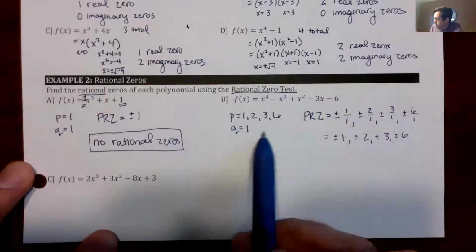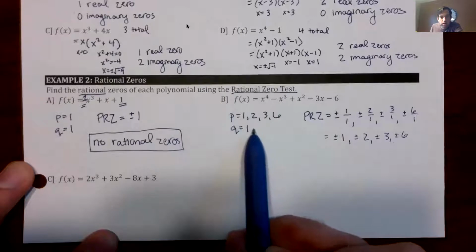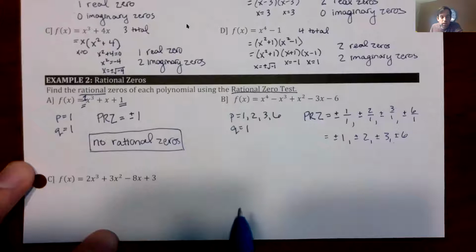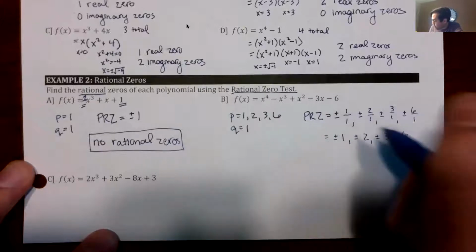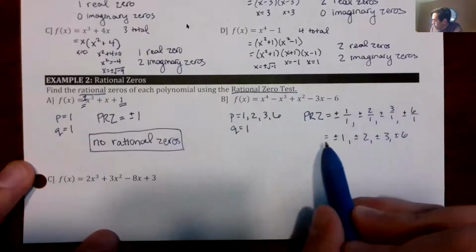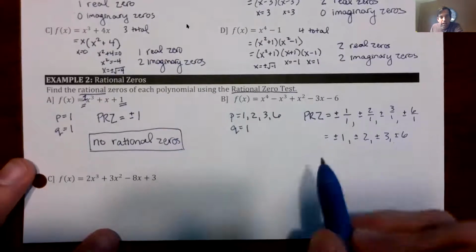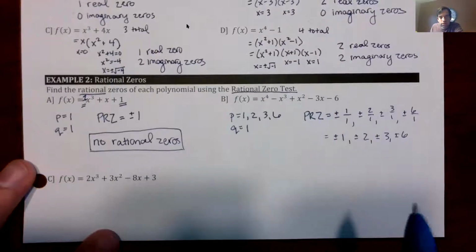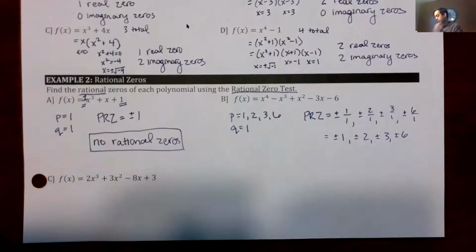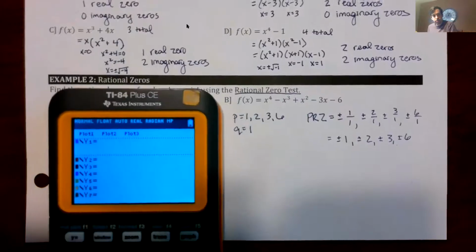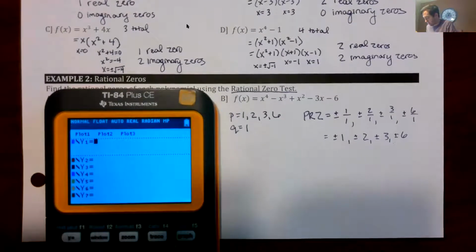If there was another potential q, like maybe this also had a 2, we'd have to go back and pair up every p with the 2 also. But this is all of them. So that's all of our possible rational zeros. And now we have to check each one to see if it is true for this equation. So what I'm going to do here is, instead of plugging in every single one, actually, you know what? That's not a bad idea. I'm going to first start by just kind of graphing this.